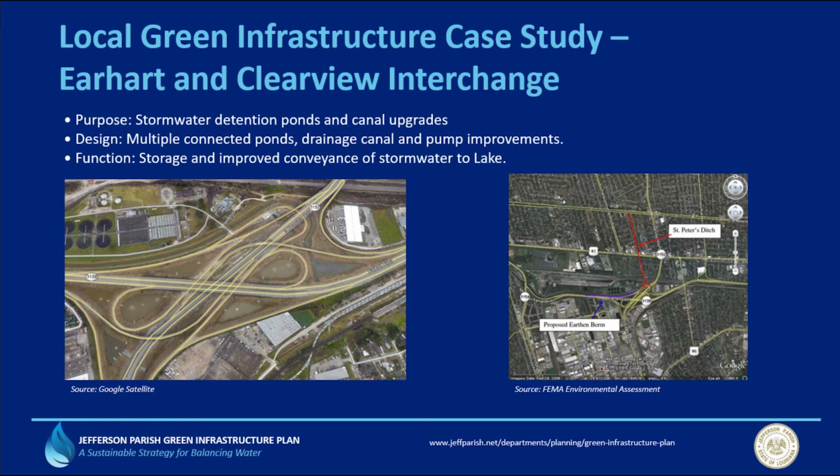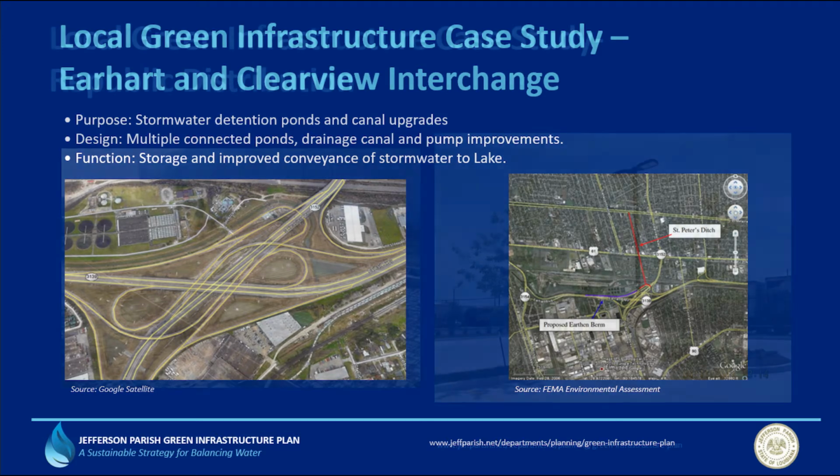Local green infrastructure case study, Earhart and Clearview Interchange. Another local example is the multiple detention ponds constructed at the Earhart and Clearview Interchange to address localized flooding. The project included construction of multiple ponds, an earthen berm, and drainage canal upgrades to improve the conveyance. These projects provided temporary storage and allow the pump system to catch up, which reduces flooding in the surrounding streets. The ponds and fountains also provide community beautification.